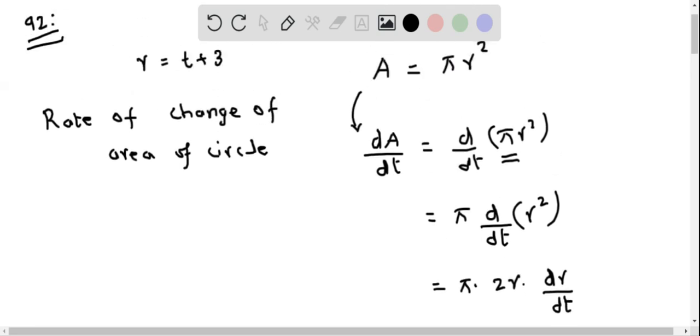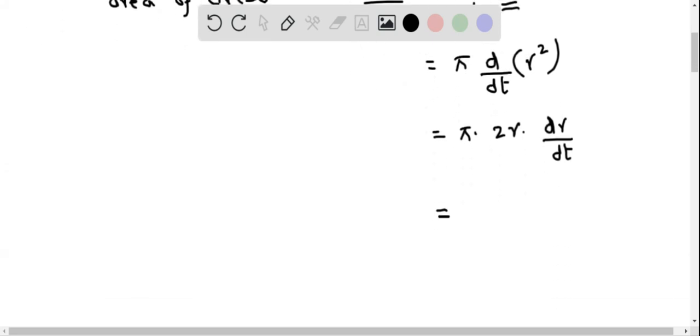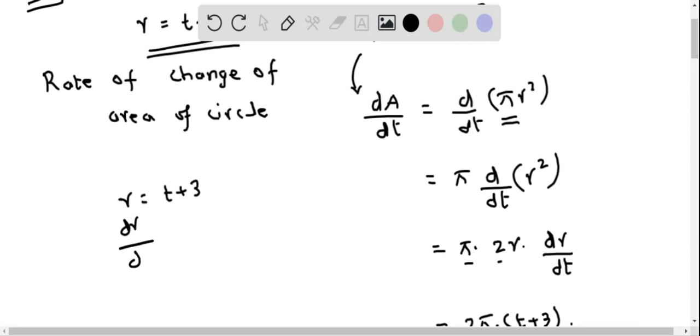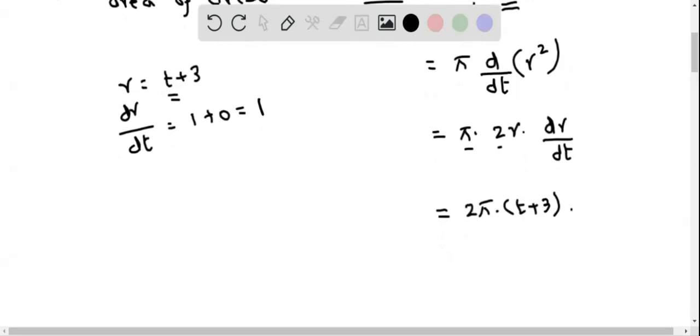Now let's replace r equal to t plus 3 as given in this problem. So therefore this is 2 pi, because pi times 2 is 2 pi, and radius is t plus 3, and we find the derivative of r with respect to time. So we can do it over here. r is given as t plus 3. We find the derivative on both sides, that is dr over dt. This equals the derivative of t is 1 and derivative of 3 is a constant, so it is 0. So therefore this is equivalent to 1. So dr by dt equals 1, which we can replace over here.